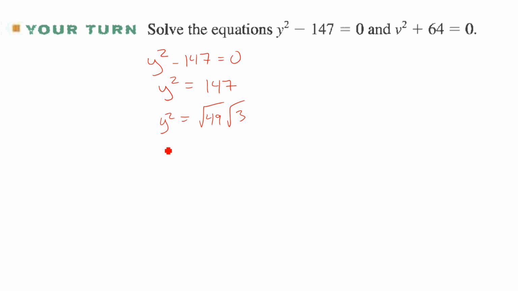So y squared, oops, sorry about that. Let's see, y is equal to plus or minus 7 root 3. Okay. All right, and then b squared, we'll move this over, negative 64. So when we square root this, b is equal to plus or minus 8i when you square root both sides.